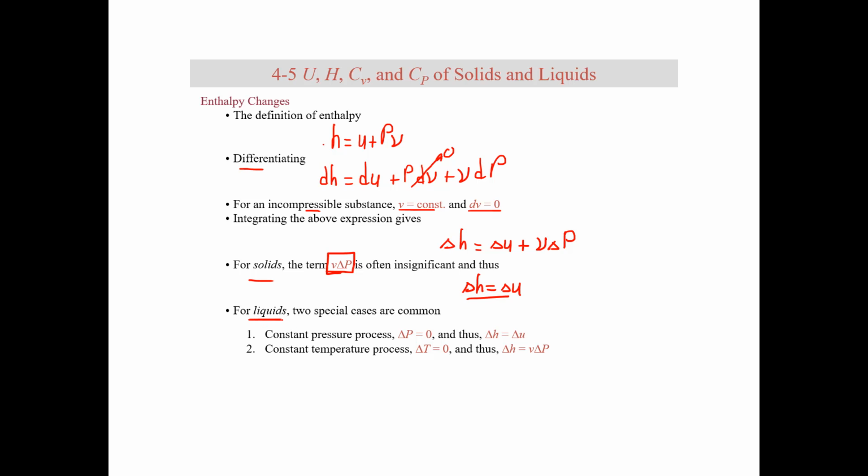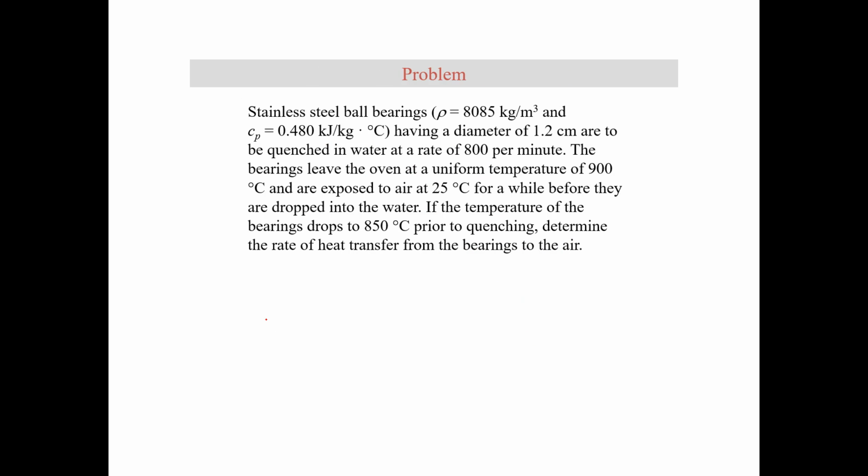Now for liquids, there are two basic assumptions. One, for a constant pressure process, this term becomes 0, so you're left with delta h equals delta u. For a constant temperature process, you're left with delta u being 0, so delta h is equal to nu delta P. Again, this is all based on assumptions, starting with the basic definition of enthalpy, differentiating it, and then making assumptions based on whether it is a solid or a liquid. Let's go ahead and do an example problem.